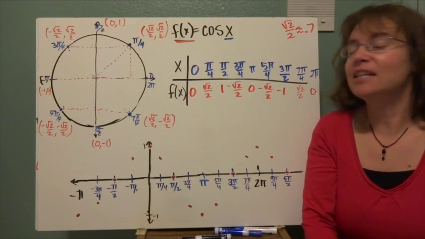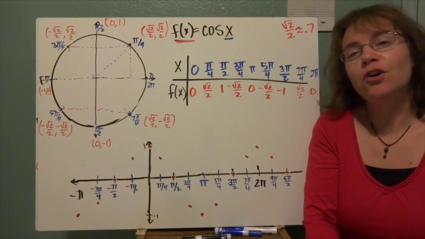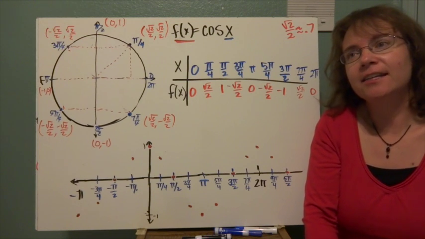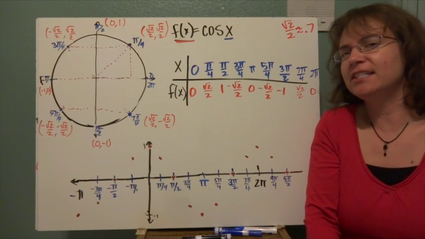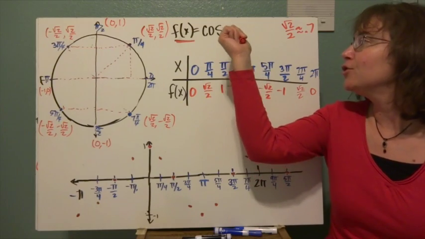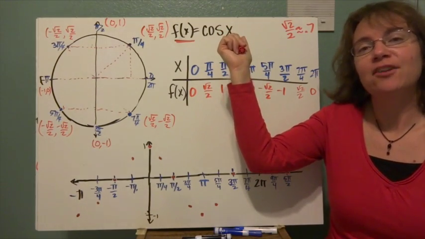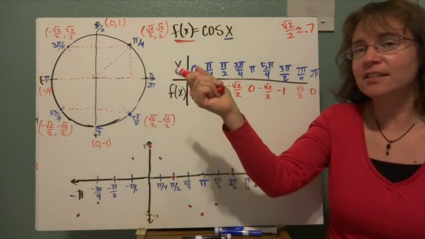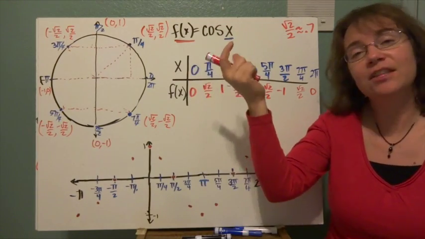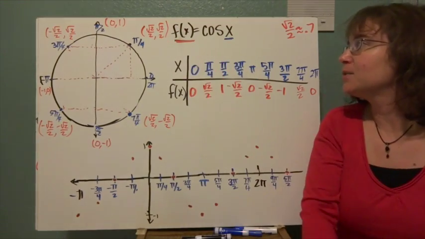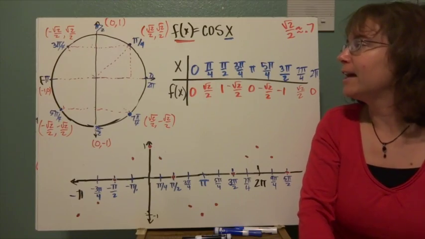Graphing f of x is equal to cosine of x. So cosine of x is a lot like sine of x, except you're using a different side ratio. You take an angle, x, and you take the ratio of the adjacent side over the hypotenuse, and you get this ratio. In this case, we'll let that ratio equal our f of x.